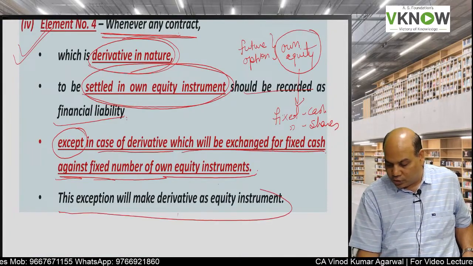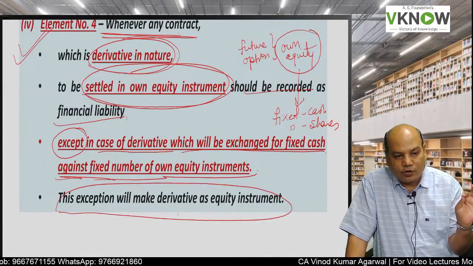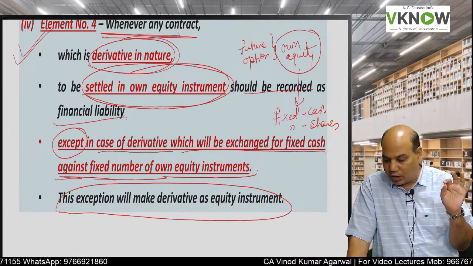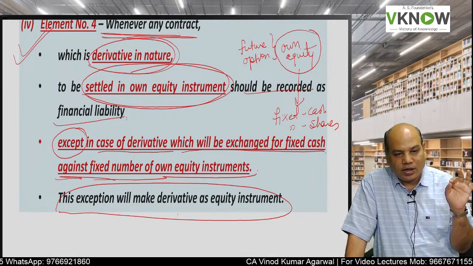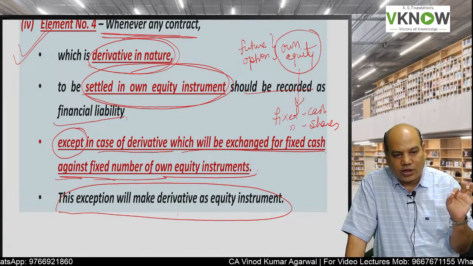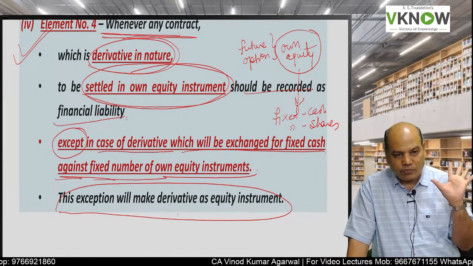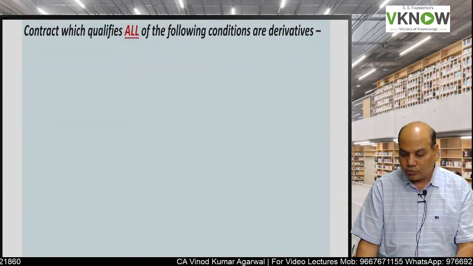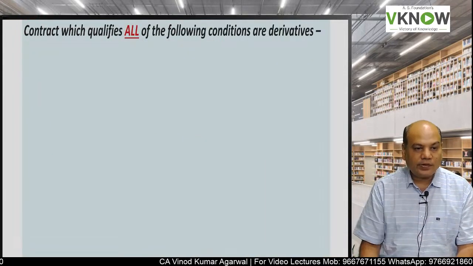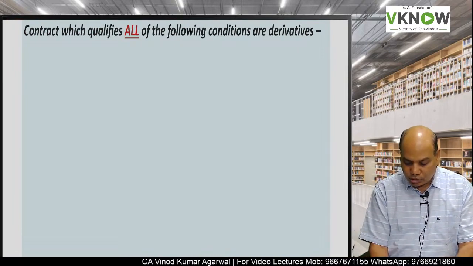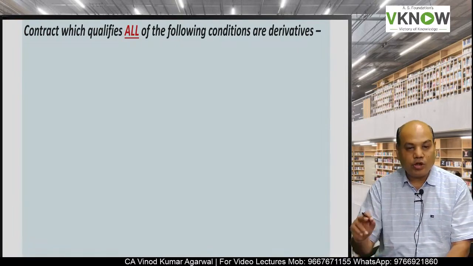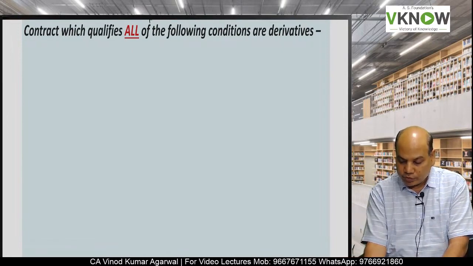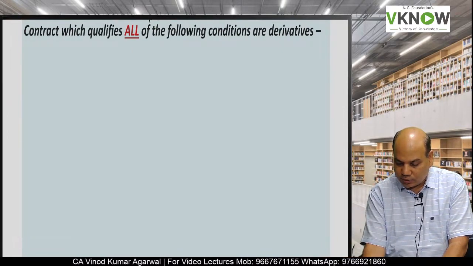So what is the exception over here? A derivative contract which will be settled in own equity instrument and it will be settled against a fixed amount in cash and a fixed number of equity shares will be treated as an equity instrument. So when all conditions are satisfied, we will call it equity. When any of the 4 conditions are satisfied, we will call it a financial liability.